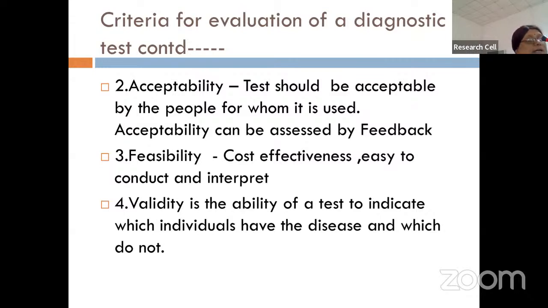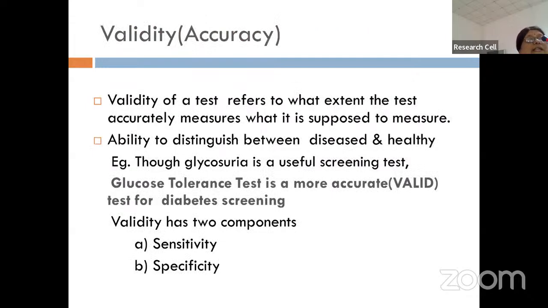And the next important criteria of a diagnostic test is validity. Validity is the ability of a test to indicate those who are having the disease and those who are not having the disease. So another name for validity is accuracy. So the ideal definition of validity: it refers to what extent the test accurately measures what it is supposed to measure. If the test is valid, it means it accurately measures what it should measure. So, in simple words, it is the ability to distinguish between diseased persons and healthy persons.